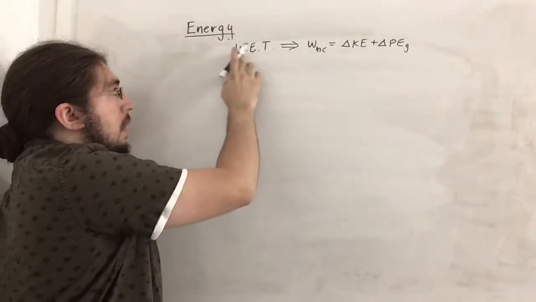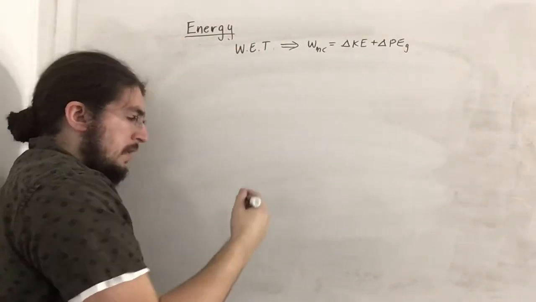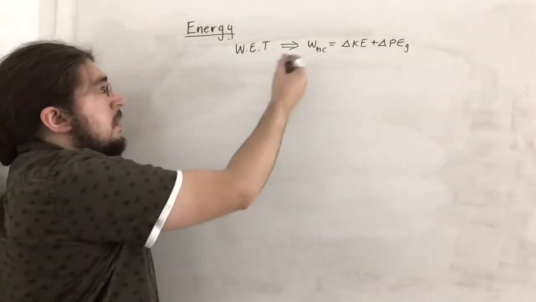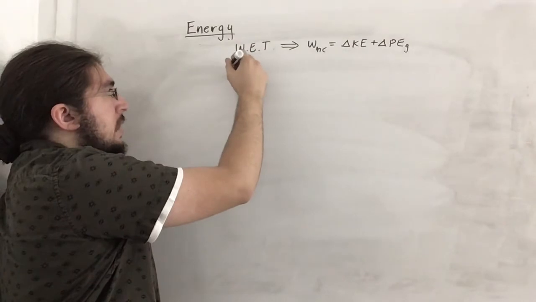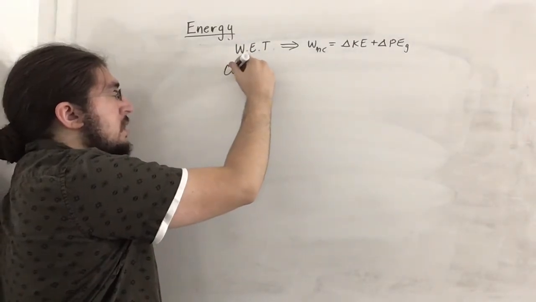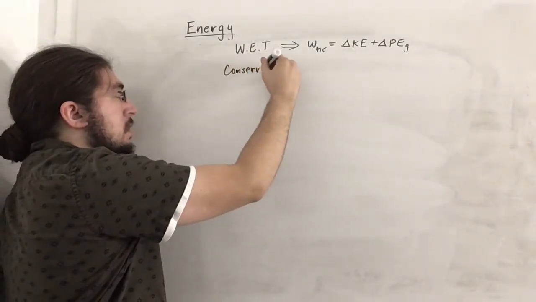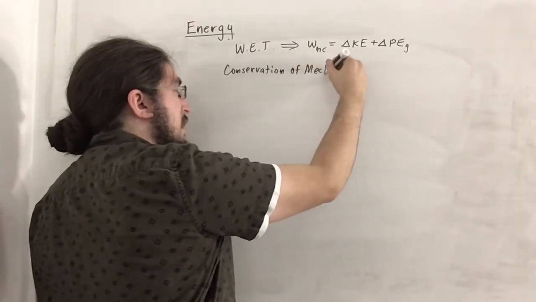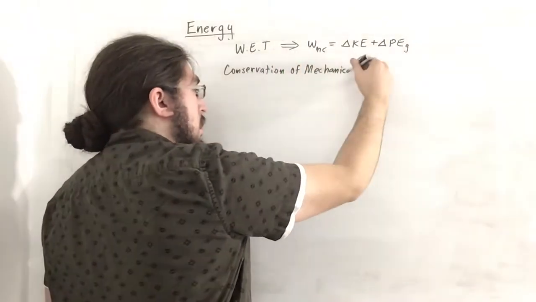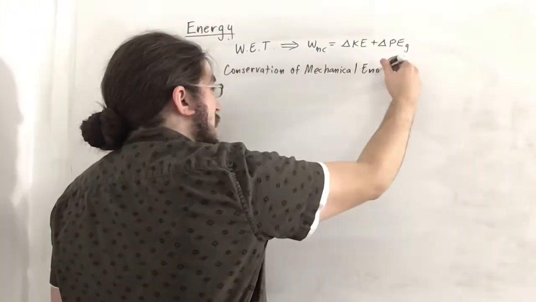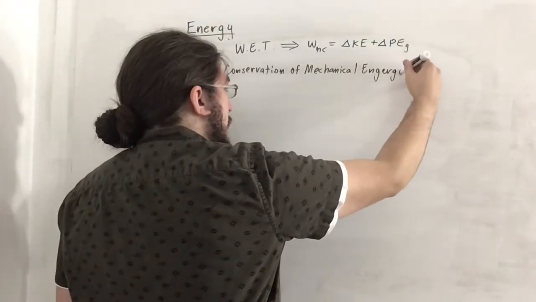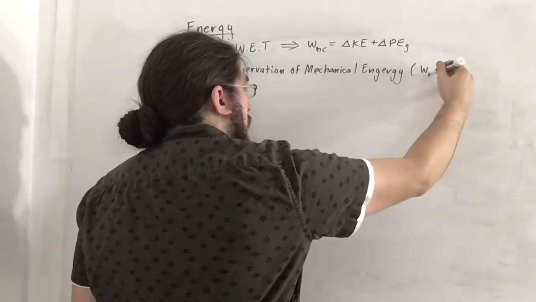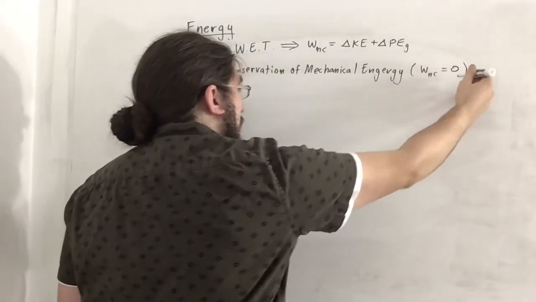But now I'm going to consider something. This is called the conservation of mechanical energy. So let me just say that the conservation of mechanical energy basically only applies in the scenario where we have no non-conservative work. So we're letting WNC equal 0.